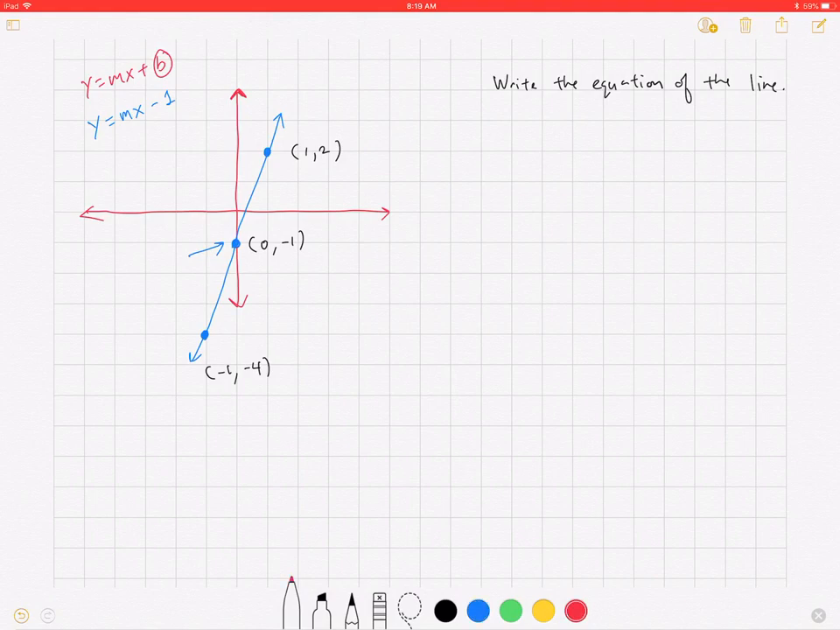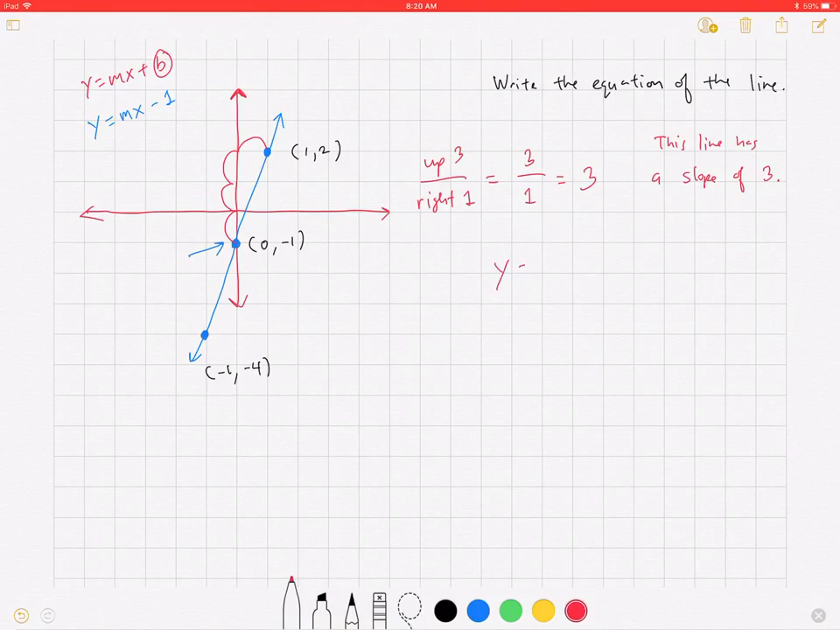Let's start counting the slope. It doesn't matter which 2 points you pick. I am just going to pick the points (0, -1) and (1, 2). So I'm going to start. I go 1, 2, 3. So up 3, and then right 1. Up is positive, right is positive. So this line has a slope of 3. And it doesn't matter which 2 points you pick.